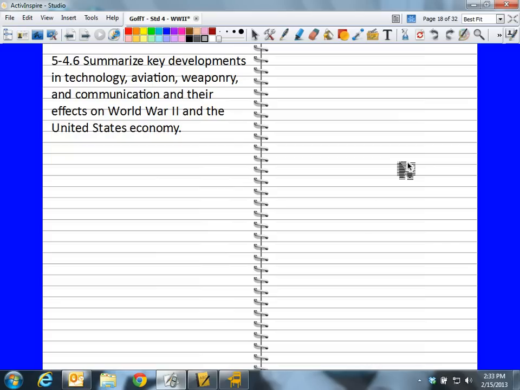So in your Social Studies notebook, if you would, set up the next clean page in your notebook with the indicator from the South Carolina Curriculum Standards. And then let's take a look.